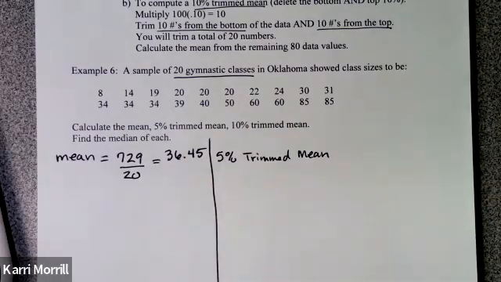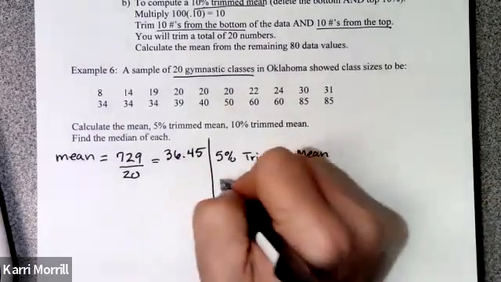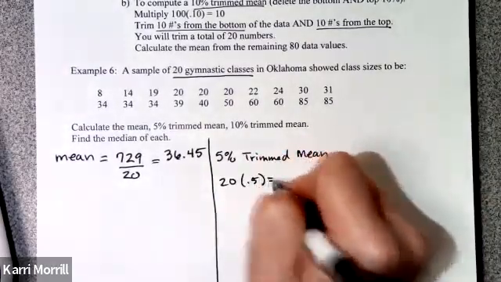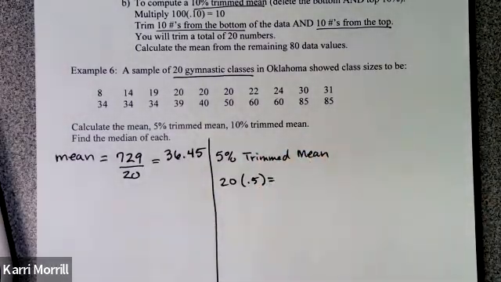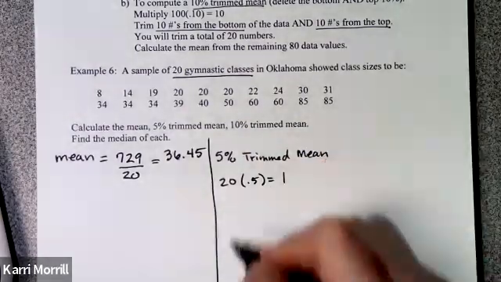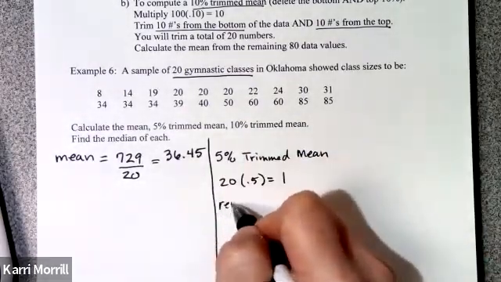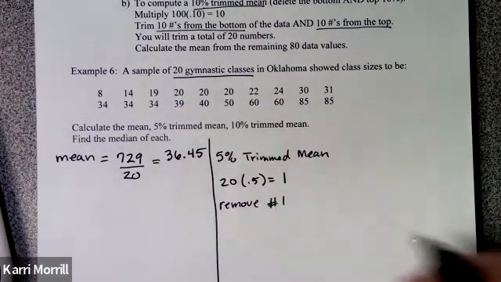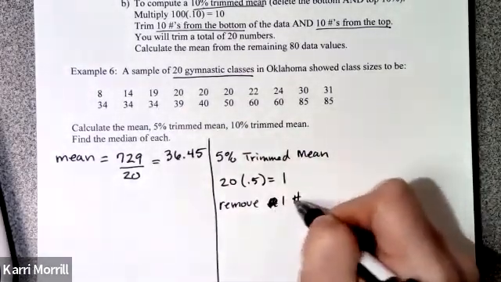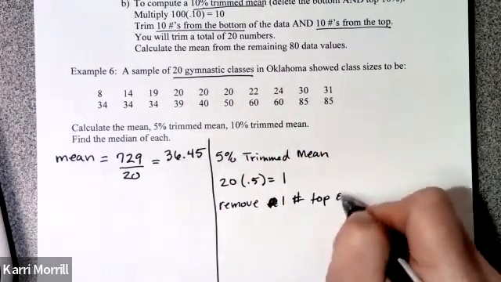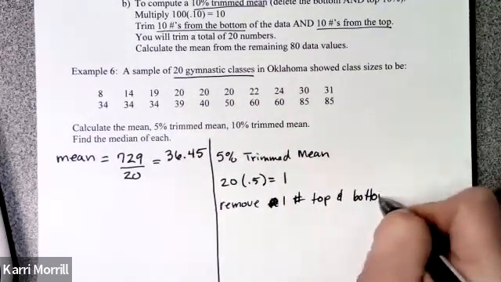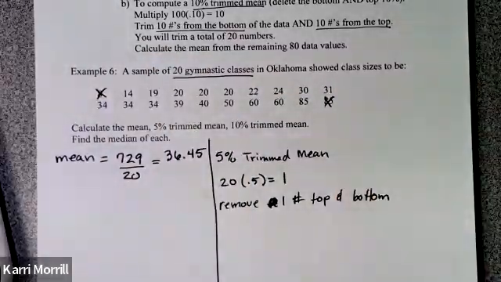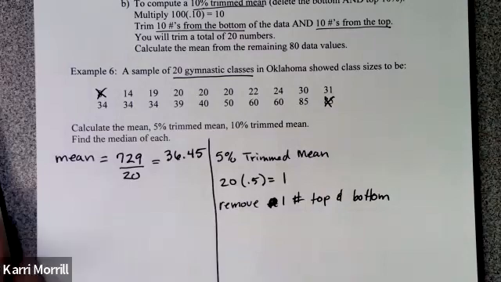what that means is there are 20 data values, 20 digits. We're going to multiply 20 times 0.05, and you get the number 1. So this means we're going to remove one number from the top. I probably should have written one number from the top and the bottom. So 2 total numbers get removed, like this. And then you would just add all those digits together.